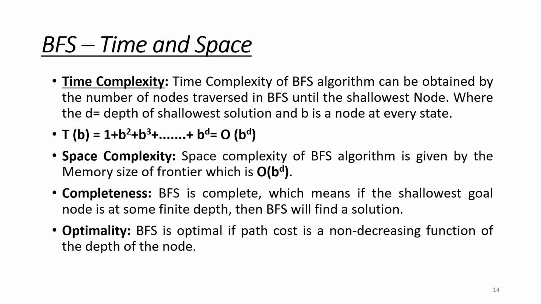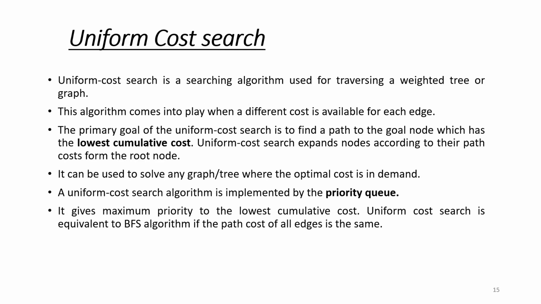Next, completeness. The search goes through the shallowest goal state, and finally we need to complete. That is the important thing. For optimality, we find the optimal cost, the lowest cost, so we have to find the optimal value and the optimal cost. So this is BFS, along with its time and space, which we have already discussed.